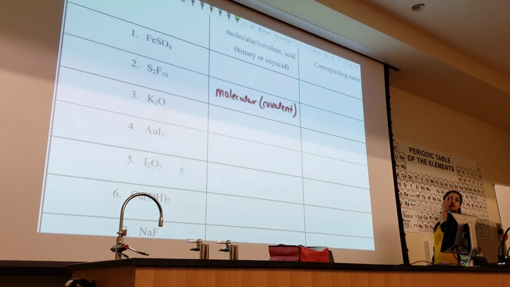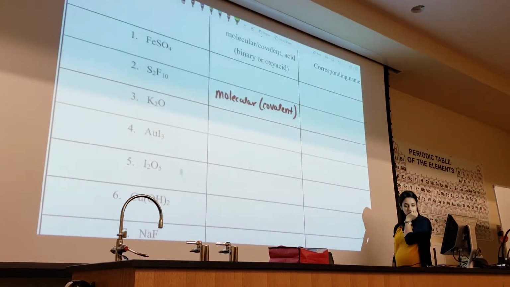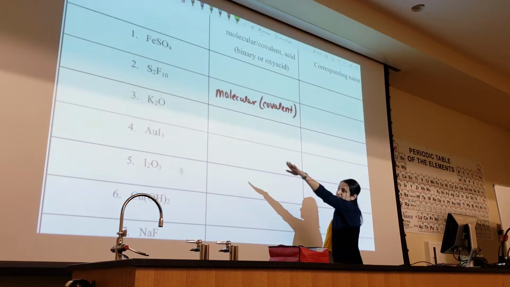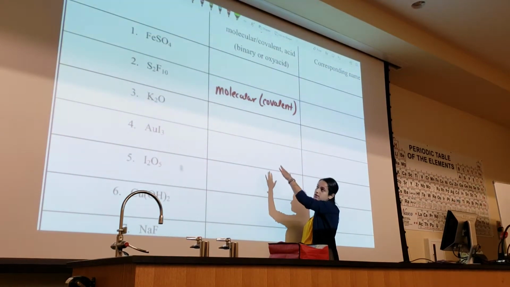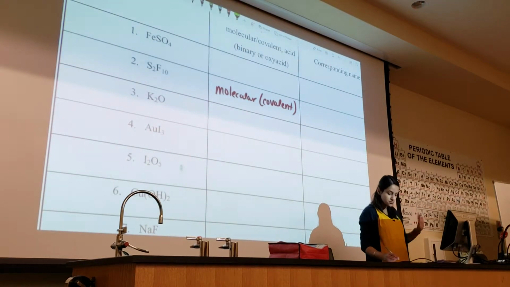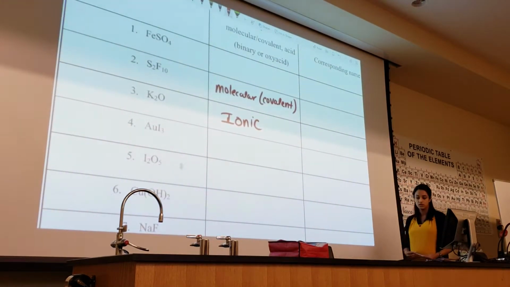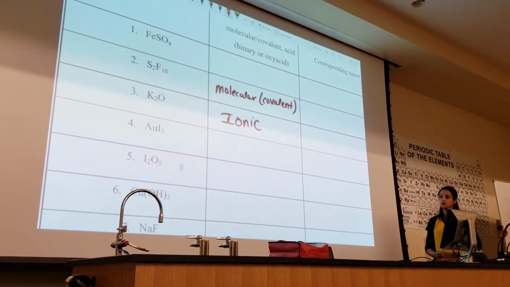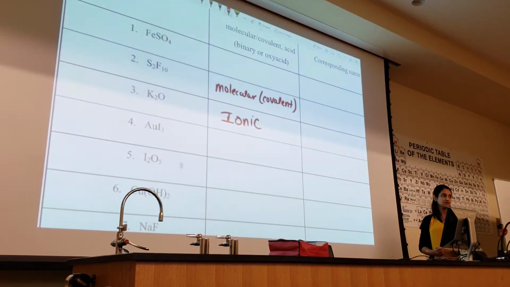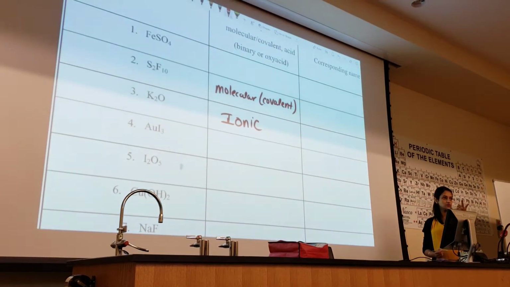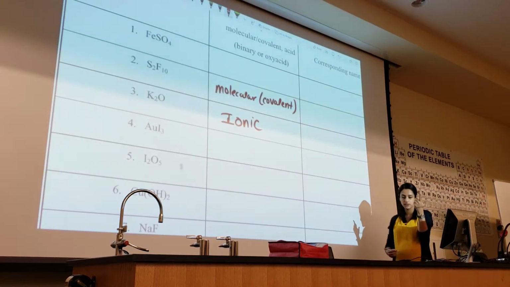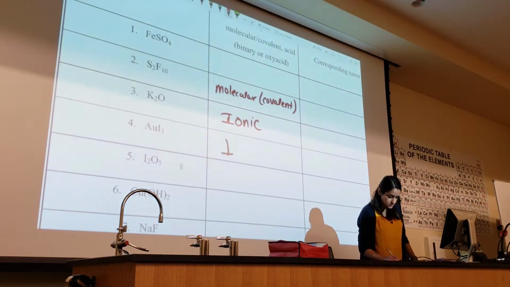Number 3, what would that fall under? Molecular or ionic? Ionic. Potassium is a metal, oxygen is a non-metal. I'm not looking at the numbers or anything like that. I'm just looking at, okay, is this a metal or a non-metal? What about number 4? Gold is your metal, iodine is your non-metal. So, you have a metal, non-metal, that is classified as ionic.